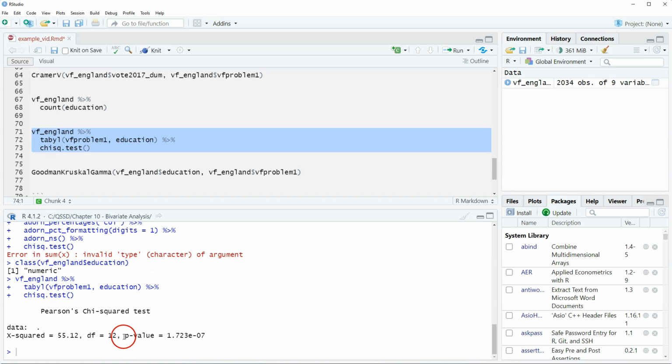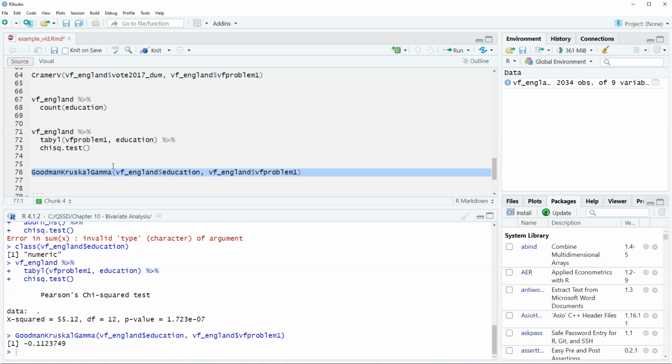Okay, so the p-value here, again, we're looking for whether it's smaller than 0.05, and it is. This e minus 7 means move the decimal place to the left 7 places. So there is a significant relationship, but that relationship is negative and weak.